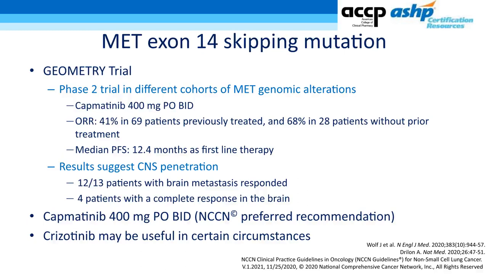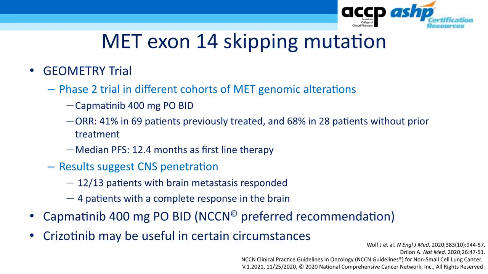Based on this particular data, capmatinib was approved by the FDA and is listed as an NCCN preferred recommendation for patients with MET exon 14 skipping mutation. Of note, crizotinib may be useful in certain circumstances, and prior to capmatinib was one of our only options to offer these patients.